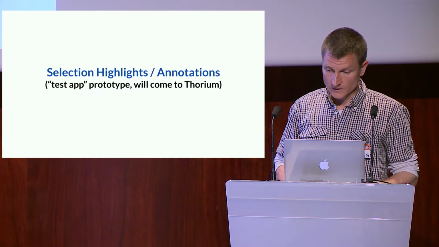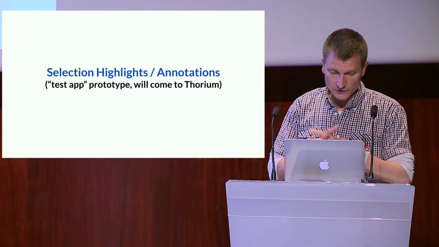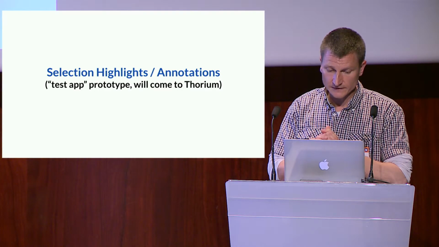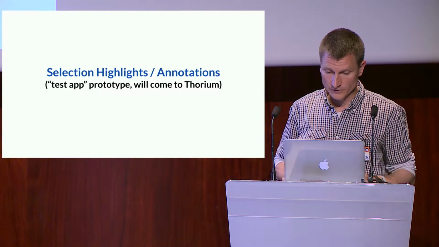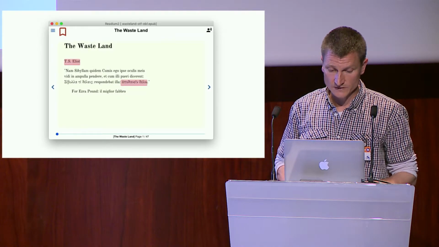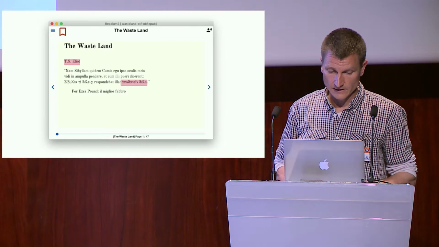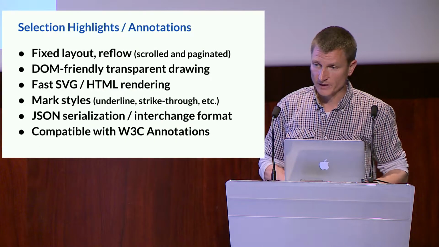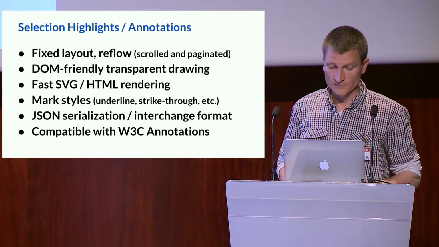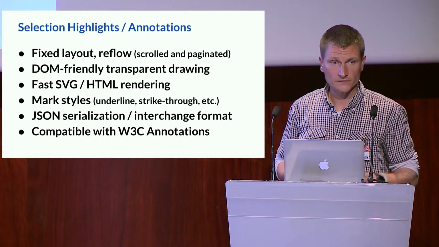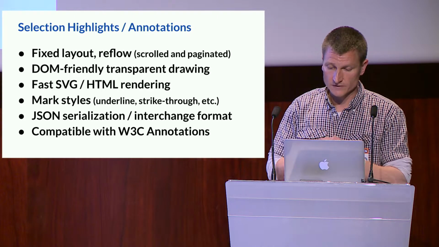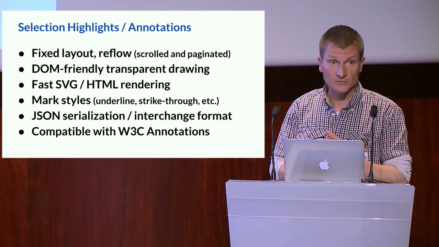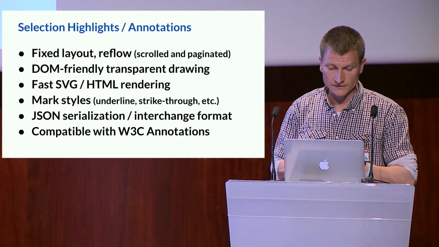So I'm getting to the end of this set of screenshots. We have support for highlights and annotations in the test app prototype, and it will come to Thorium very soon. This is how it looks, nothing too extraordinary here. A few details about our implementation. It works with fixed layout, reflow, both scrolled and paginated. It's DOM-friendly in the sense that we display a transparent overlay on top of the DOM, so we don't interfere with the actual content of the book.